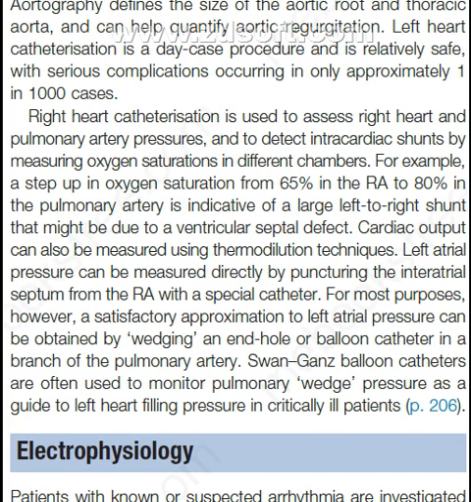Cardiac output can also be measured using thermodilution techniques. Left atrial pressure can be measured directly by puncturing the interatrial septum from the right atrium with a special catheter. For most purposes, however, a satisfactory approximation to left atrial pressure can be obtained by wedging an end-hole or balloon catheter in a branch of the pulmonary artery.